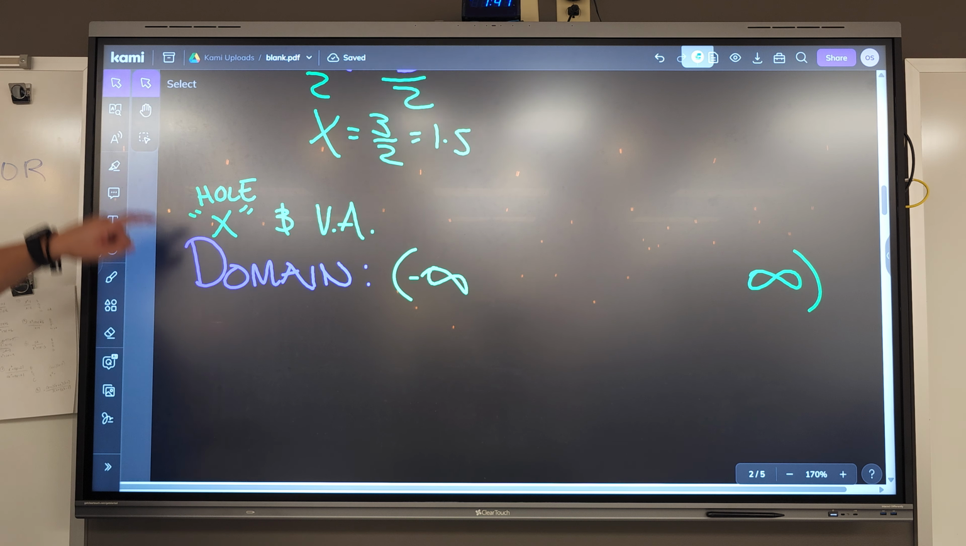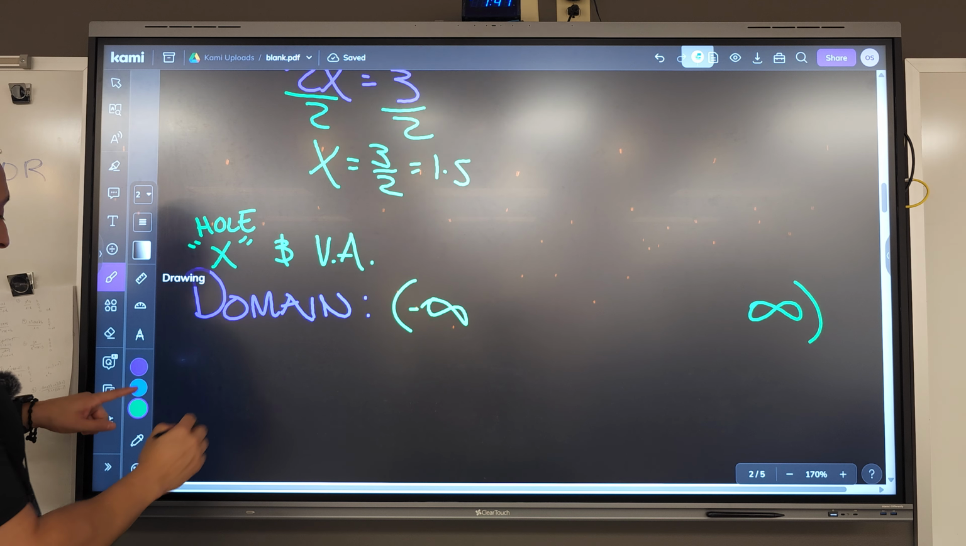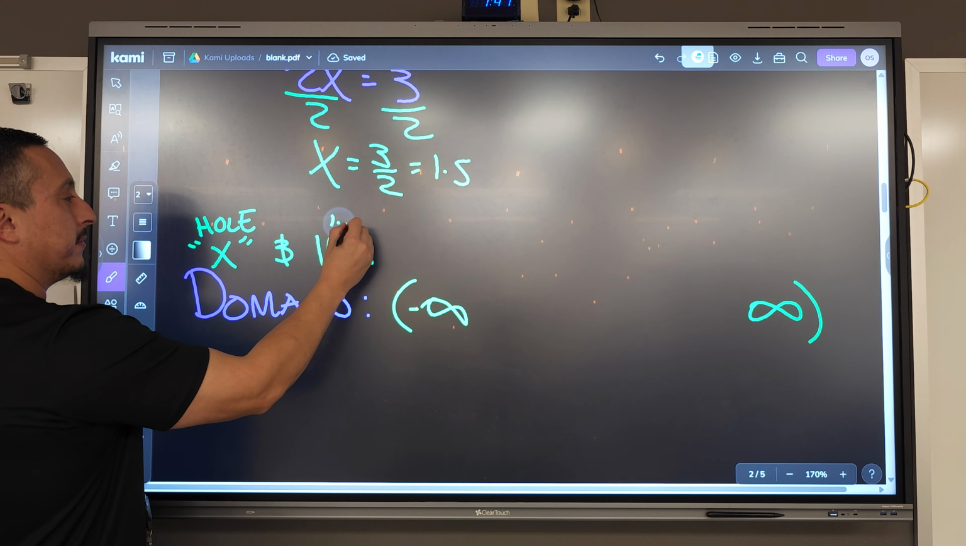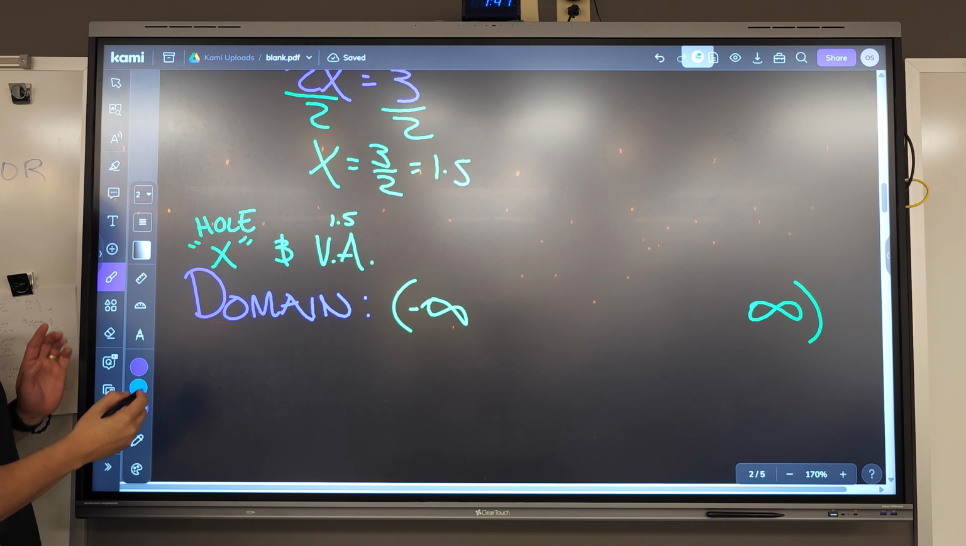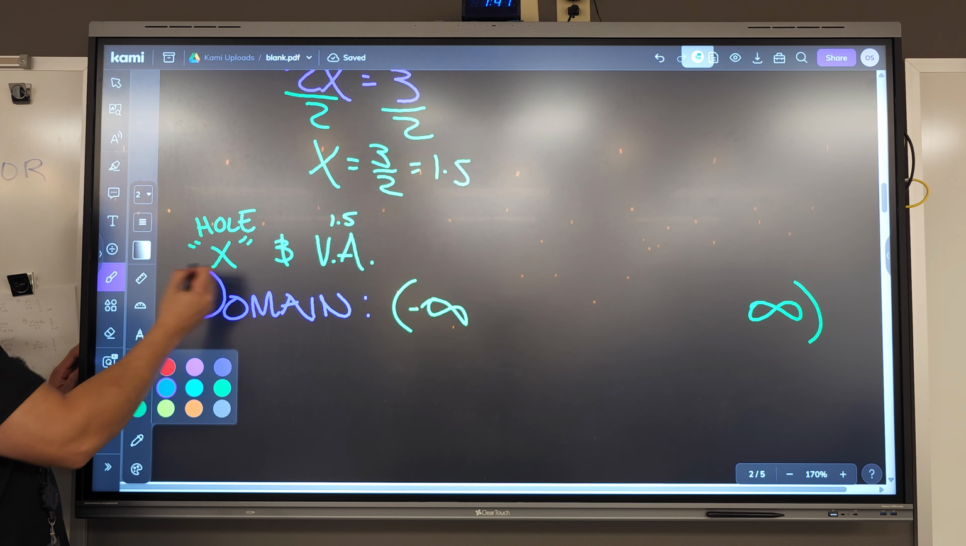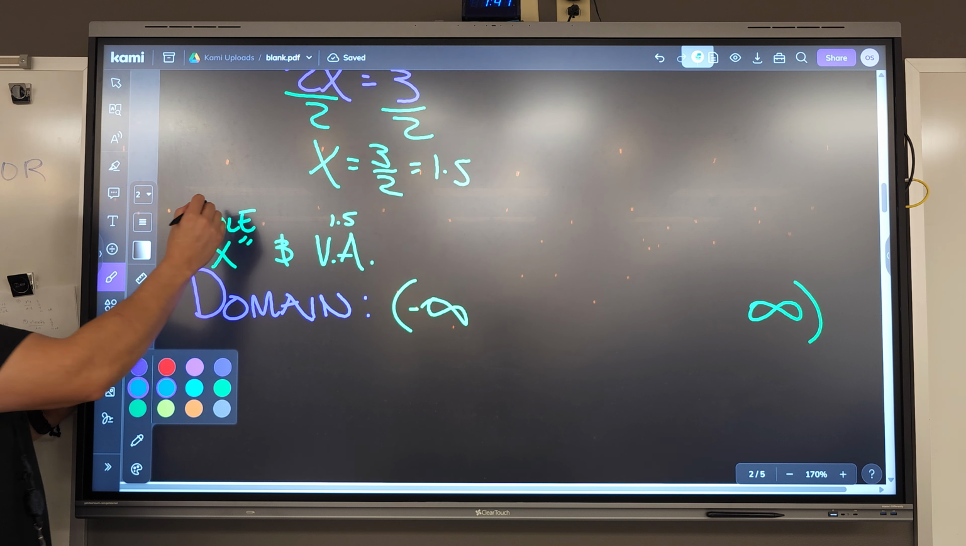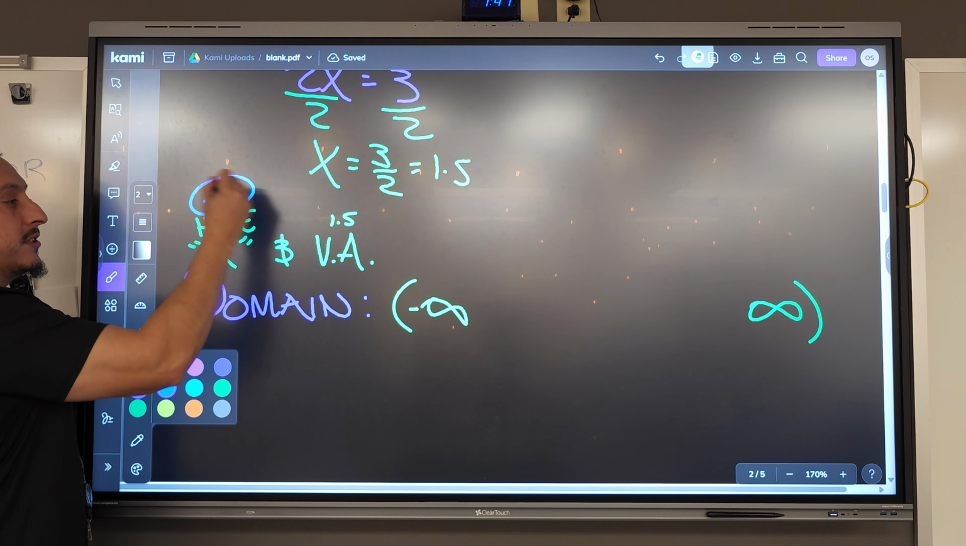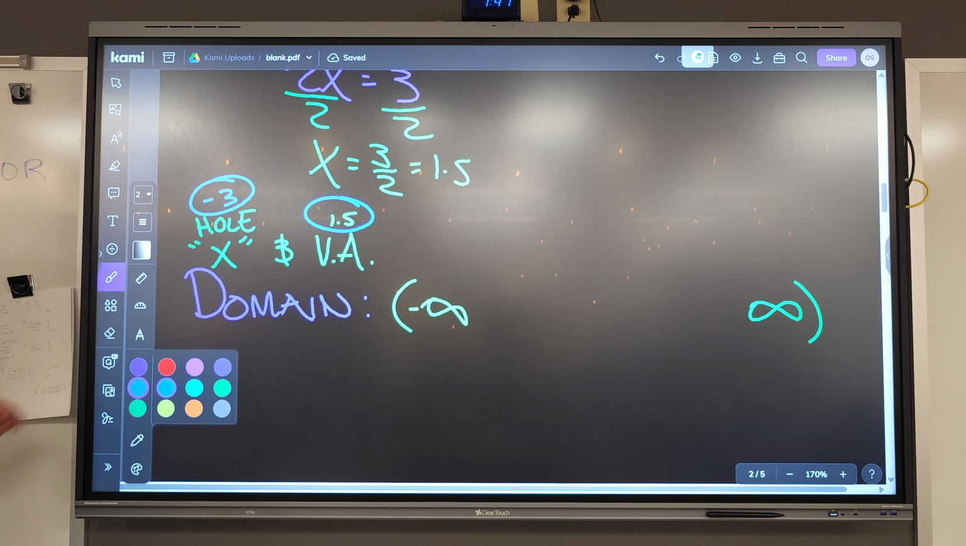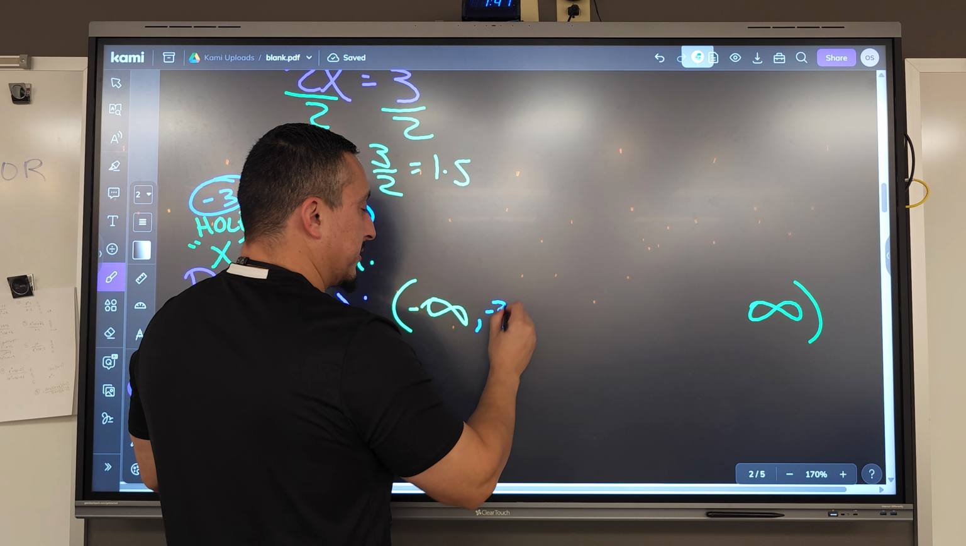Okay, so can somebody tell me this so I don't have to scroll up? Well, here's my vertical asymptote. It's at 1.5. What was the x of the hole? -3? Okay. So here's the two things we need to jump over. If I'm going from left to right, which one comes first, -3 or 1.5? -3. So I jump over -3 first.